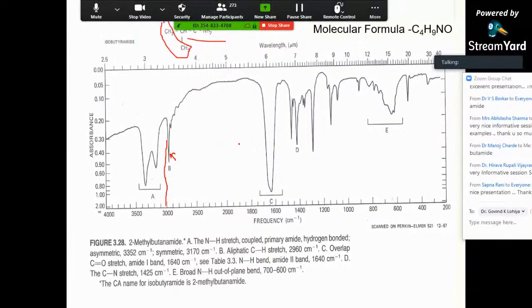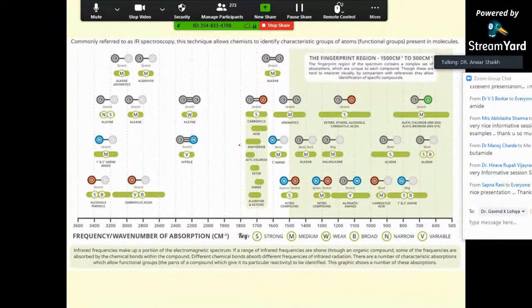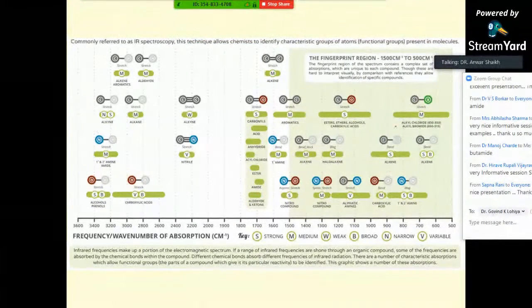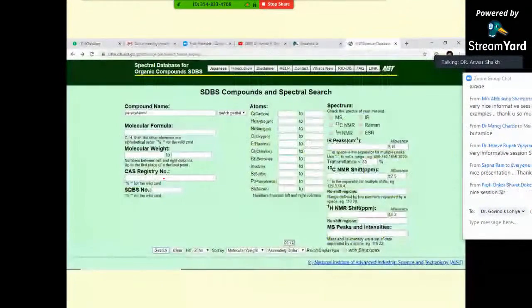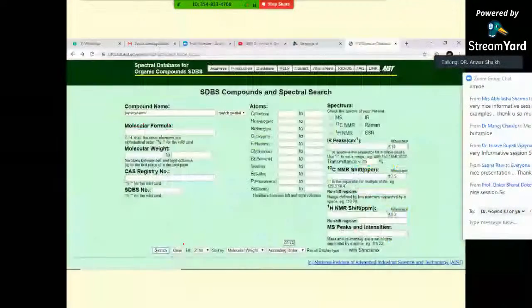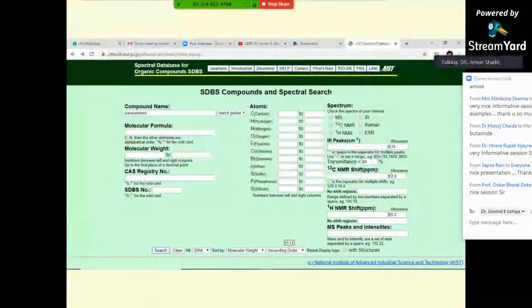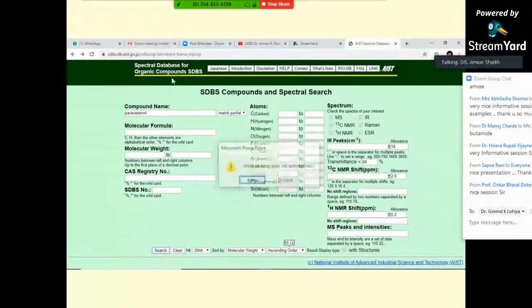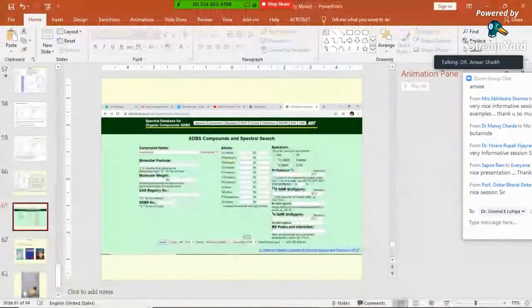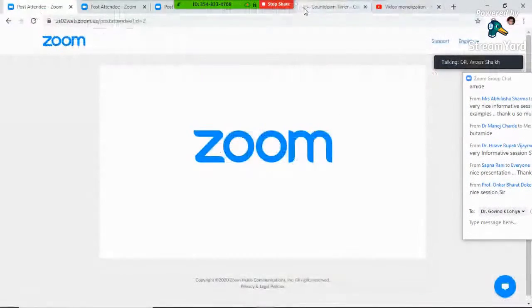Okay. So this is given in the books by William Kemp, and also Silverstein. Here all the peaks are combined in one graph, one image. You can refer to these values. This is the website. You can note down here: a spectral database for organic compounds. So how is it useful? Some of you might know it. I'm going to the website and I'll show you how it is related to our today's presentation.